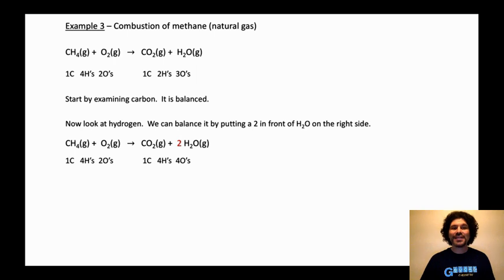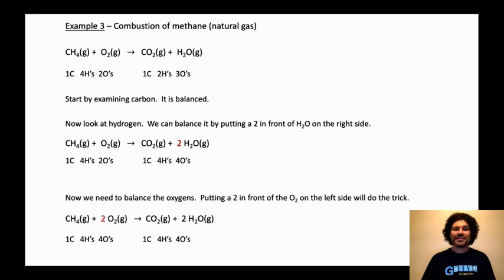So next let's turn to hydrogen. Hydrogen only appears in 1 molecule on the left, CH4, and 1 molecule on the right, H2O. So we have 4 hydrogens on the left side, 2 hydrogens on the right side, and we can balance that by simply putting a 2 in front of the H2O on the right side to give us 4 hydrogens on the right side.